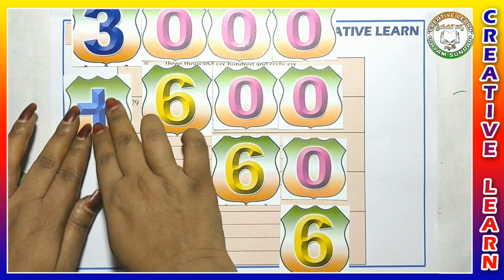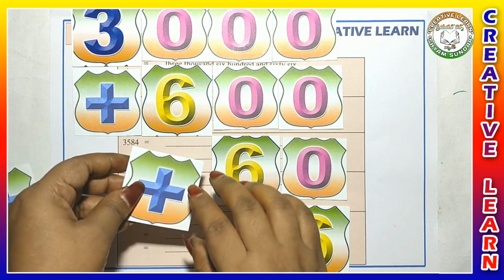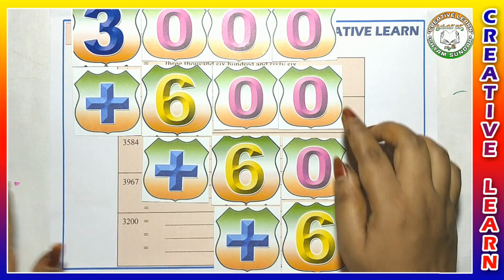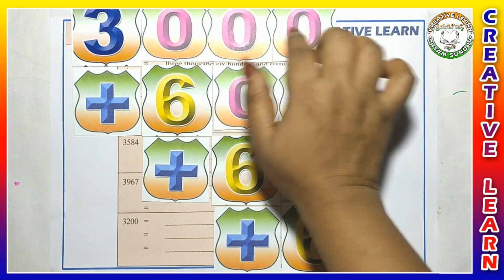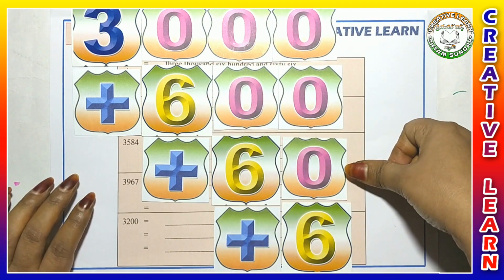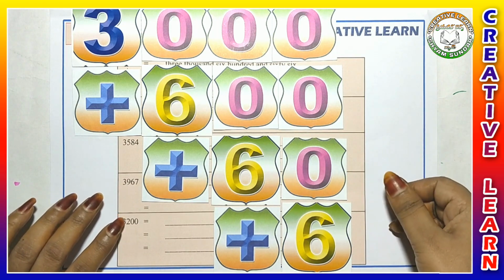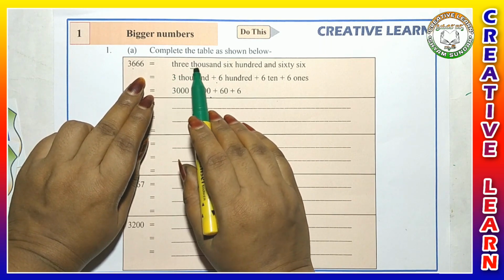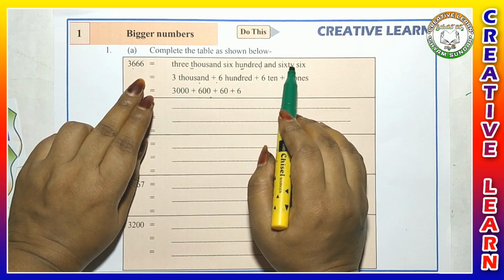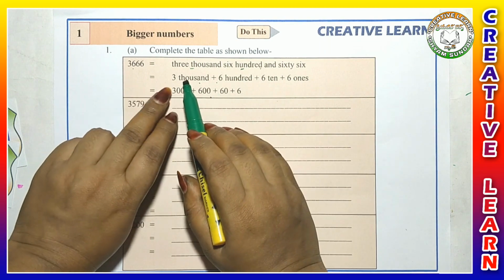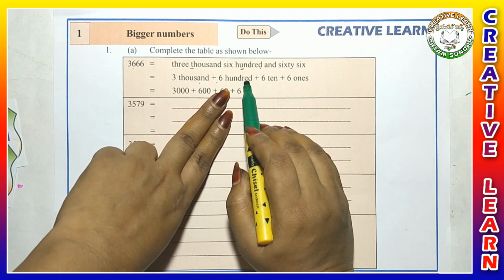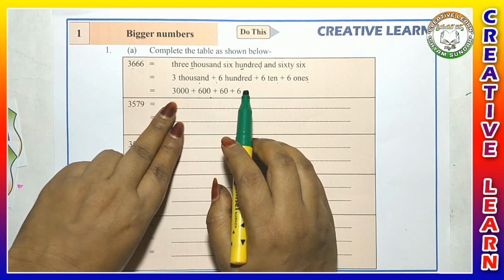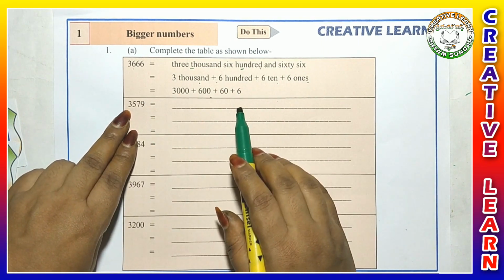Now this is called the expanded form. 3000, 600, 6 tens, 6 ones. Okay, here an example is given. Number name: 3666. 3000s, 600s, 6 tens and 6 ones. And this is called the expanded form. Now we have to write these numbers also in the expanded form.